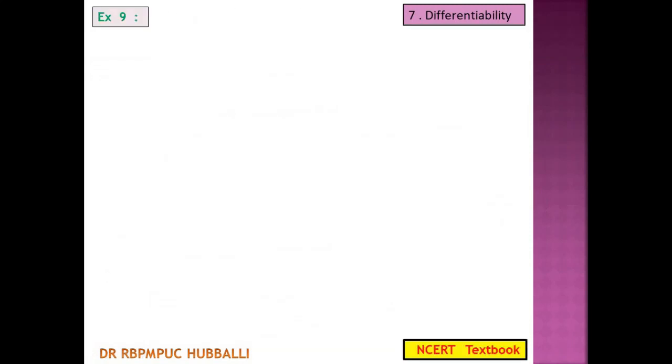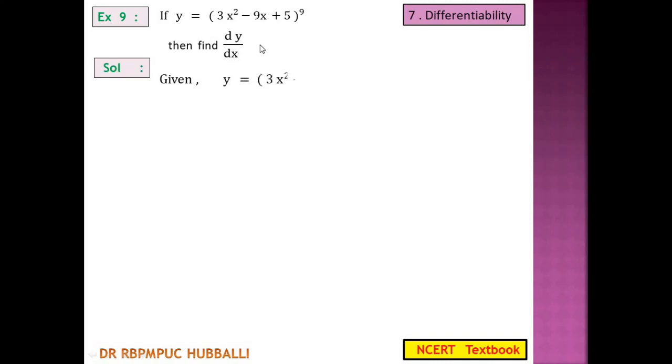So go for another example. If y is equal to (3x square minus 9x plus 5) whole raised to 9. This is also an NCERT textbook example. Okay, so now find dy by dx. Given that y function, read this and try to identify which type of composite. While reading only we'll get the idea.